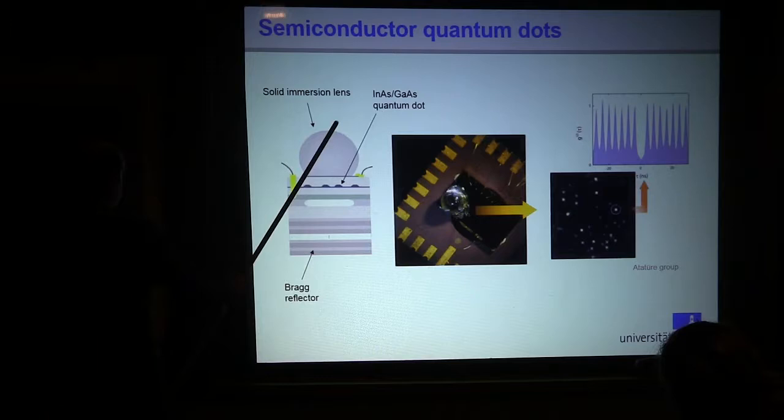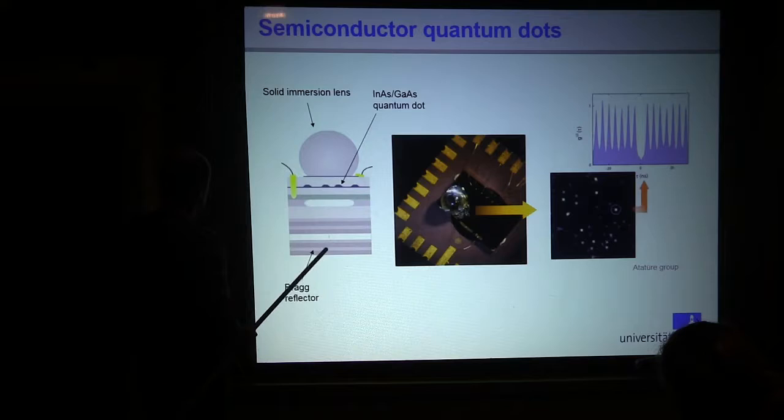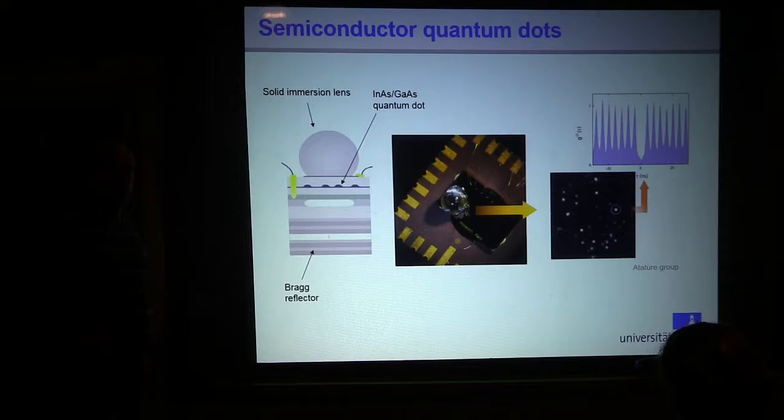And the sample approximately looks like this. You have a Bragg mirror down here, then you grow a layer of gallium arsenide, indium arsenide, gallium arsenide, and make this heterostructure. At this interface, by self-assembly, little islands form, which are the dots. They have sizes of a few nanometers, and here are some electrodes, so you can charge them, putting electrons on, or work with them as neutrals. The electrons are confined to these little islands. On top of the sample is a solid immersion lens, for the efficient collection of the light coming out from the dots. Then this goes out of the cryostat.